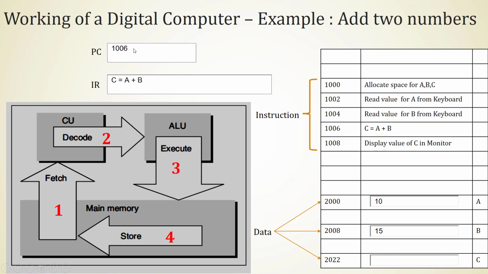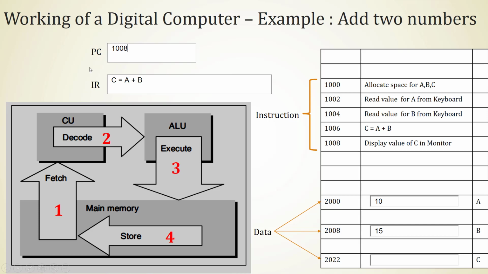Next, the program counter value will be incremented. So it becomes 1008, since the next instruction is stored in location 1008. Next the control unit will decode this instruction. Decode means splitting into operands and operators. Here I have two operators, equal to and plus, and I have three operands, C, A and B.